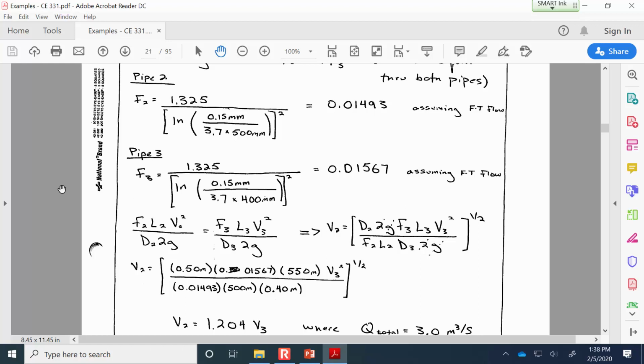Thank you. So now that you've got that, what you can do is put it into the equation that's on the board in the box. That's Q, like Q2 plus Q3 together is 3. So you put that 1.204 in place of the V3. There's so many places you can mess it up.